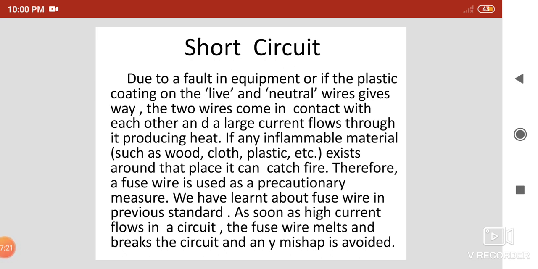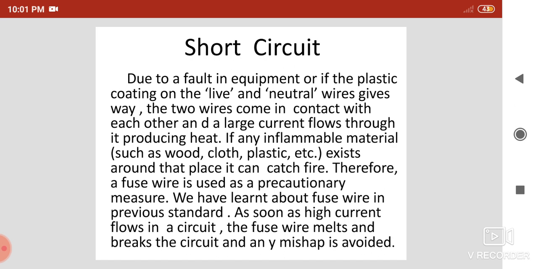So now, short circuiting means when a bare live wire, or the outer covering of the live wire, or the neutral wire comes in contact with each other, at that time the resistance in the circuit decreases, it becomes small. It means a very high current flows through it. Whenever a large current is produced, the resistance in the wire gets decreased, and that condition is called a short circuit.